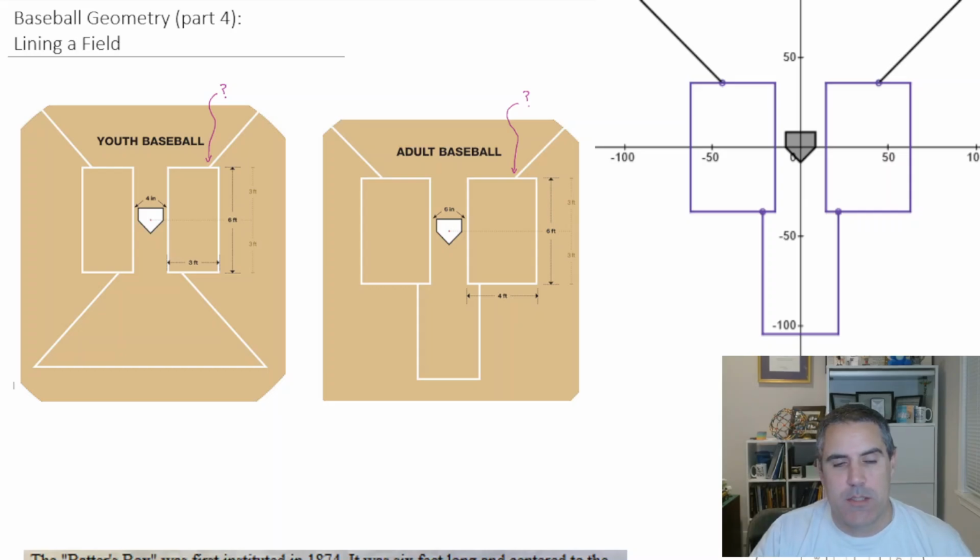The batter's box has been around for a long time, but I thought I'd ask you a small question: where is this point? And where is this point? And I have a short, nice little answer. It's an opportunity for us to play around with some basic lines and intersections. And I'm going to give you an easy way to remember what that is. Now, that's not really valuable in lining a field, but it's a double check.